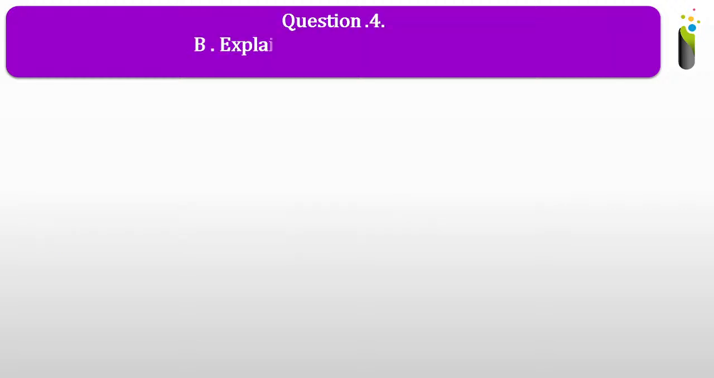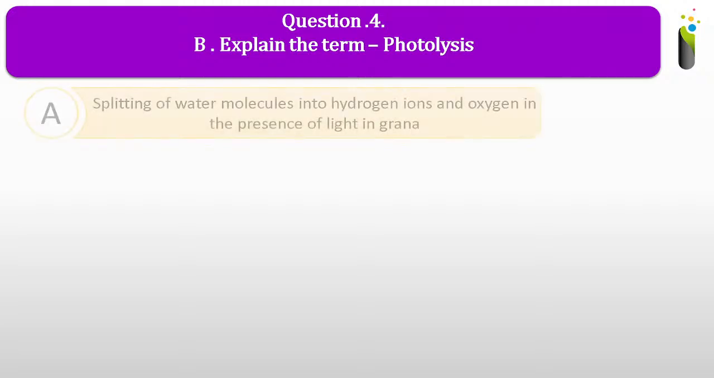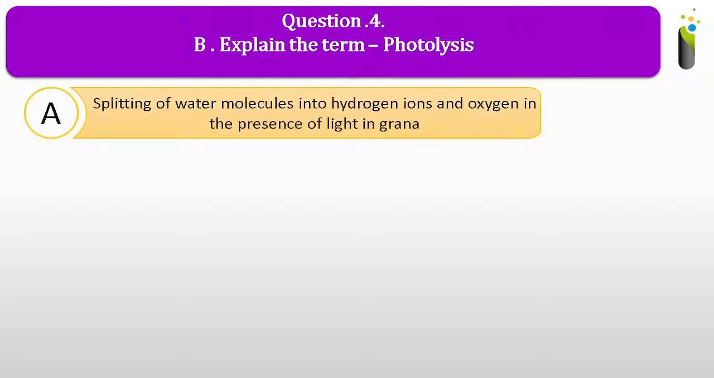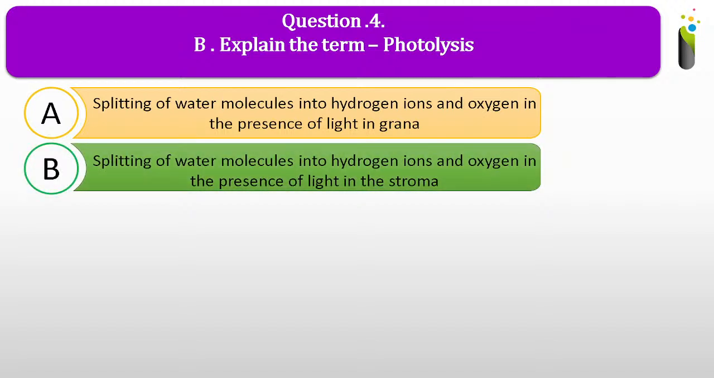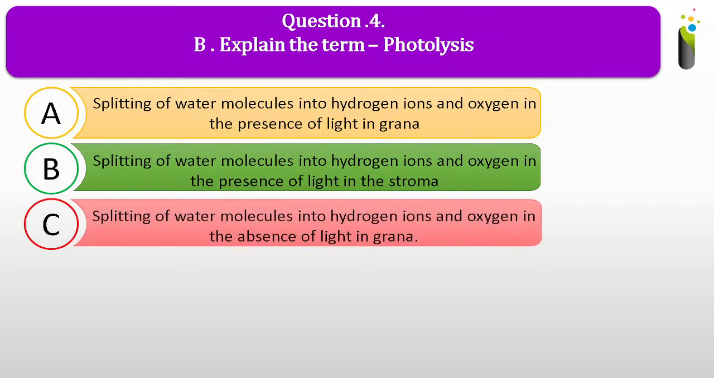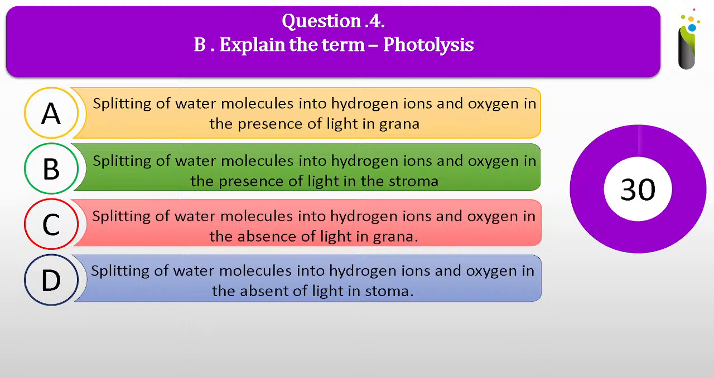Question number 4, sub-question B. Explain the term photolysis. A. Splitting of water molecules into hydrogen ions and oxygen in presence of light in the grana. B. Splitting of water molecules into hydrogen ions and oxygen in presence of light in the stroma. C. Splitting of water molecules into hydrogen ions and oxygen in the absence of light in grana. D. Splitting of water molecules into hydrogen ions and oxygen in the absence of light in stroma.